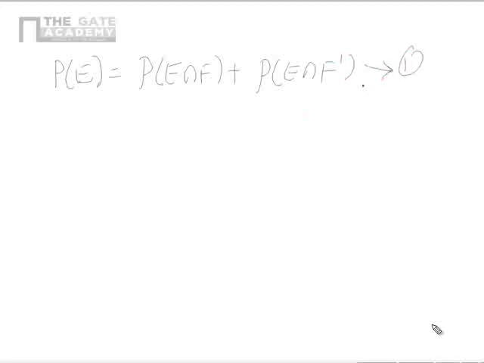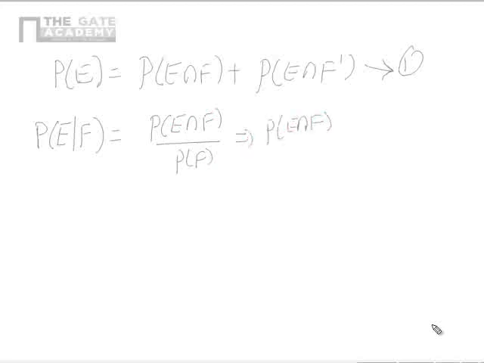Correct? Now, what is conditional probability? Probability of E given F means what? Probability that E will occur given F has occurred. What will that be? Probability of E intersection F divided by probability of F. So, probability of E intersection F is nothing but probability of E when F has occurred times probability of F. Correct?